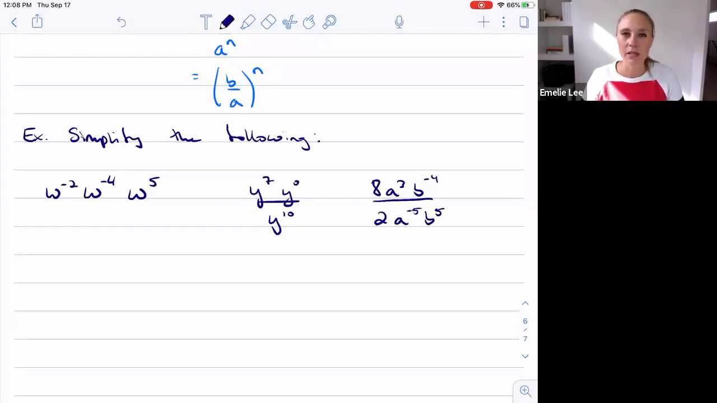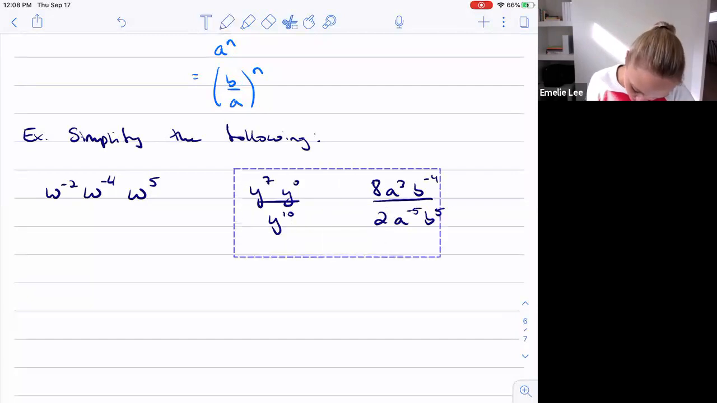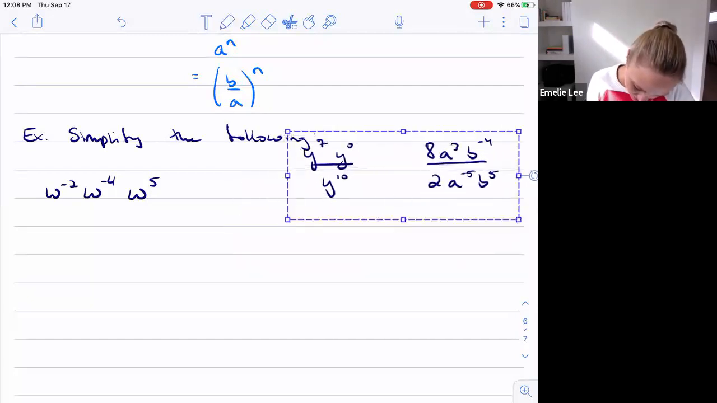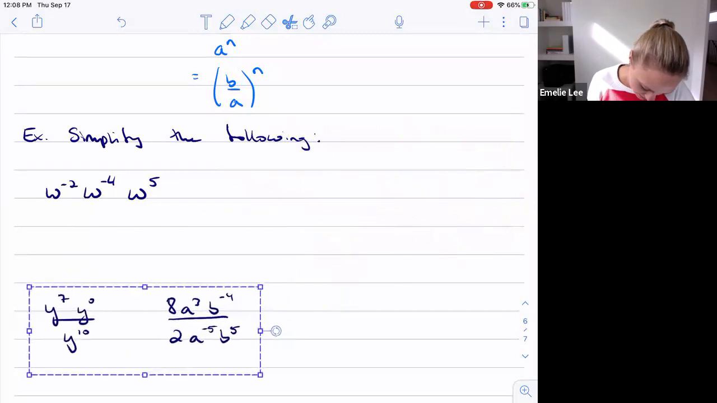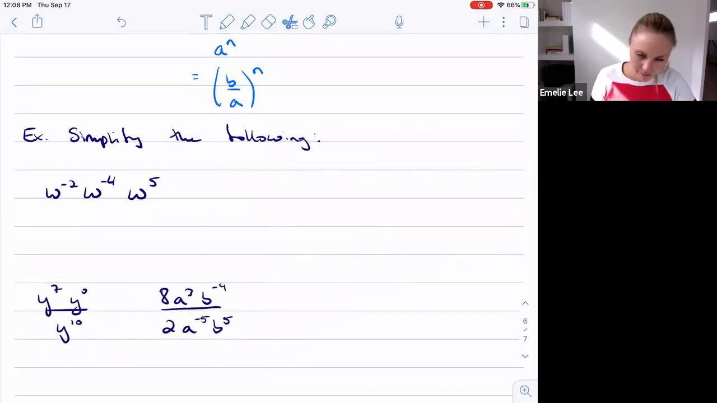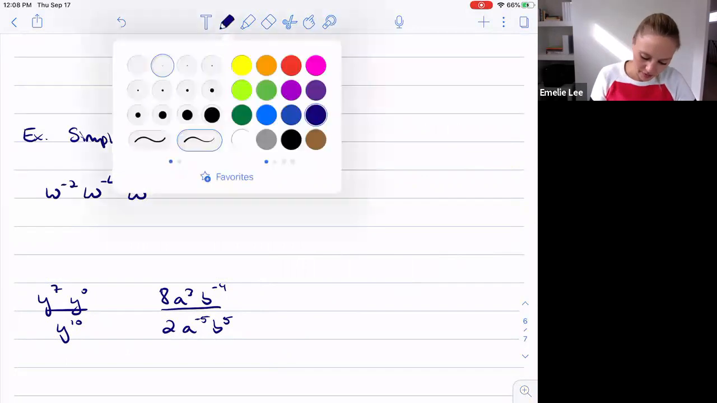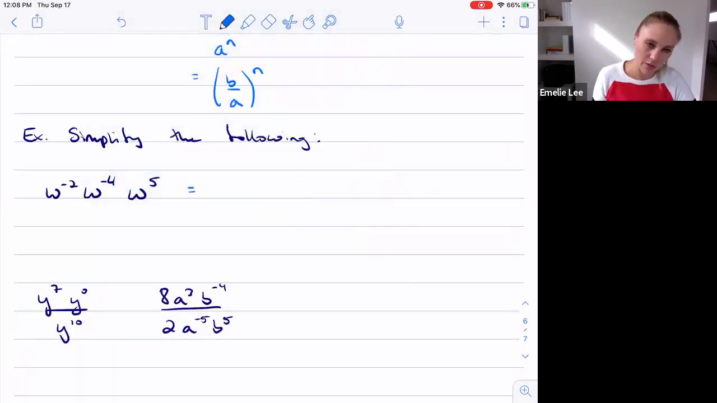Let me just get back to the Zoom page here. Good. So we'll work through these. I'm just gonna move these up to the side here, or maybe down low, while we work through this one.